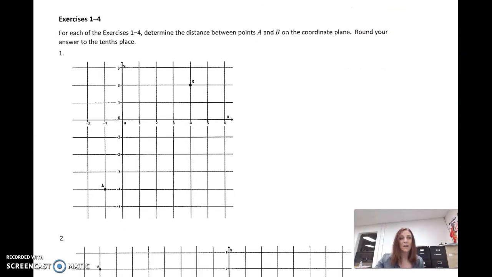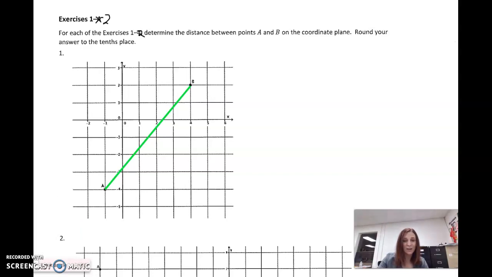We're only going to do exercises 1 and 2 here. It says determine the distance between points A and B on the coordinate plane, round your answer to the nearest tenth. So I want to know how far apart A and B are. You can't just count because it's not perfectly going through the grid lines. So what we do is we create a right triangle.